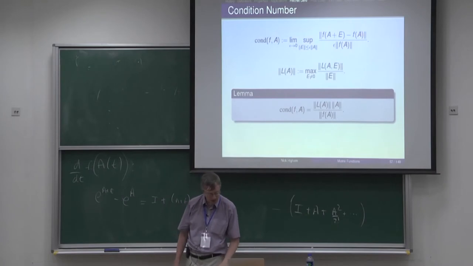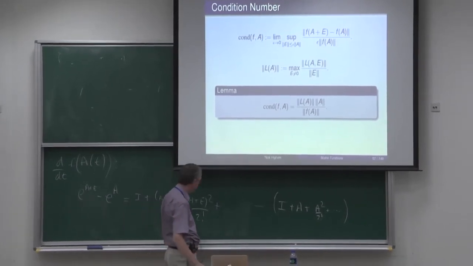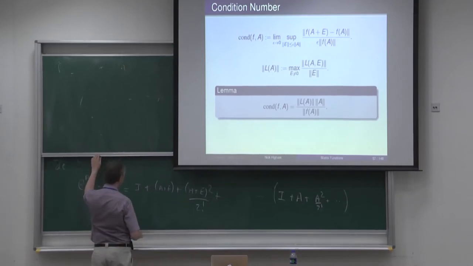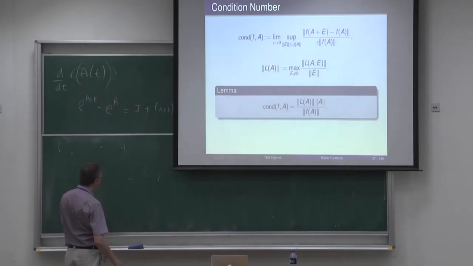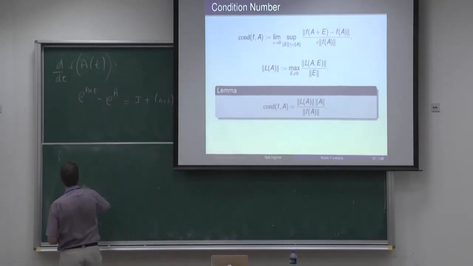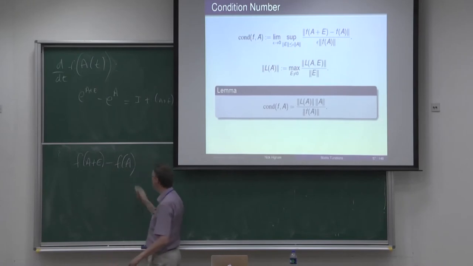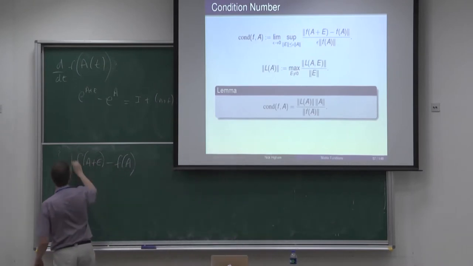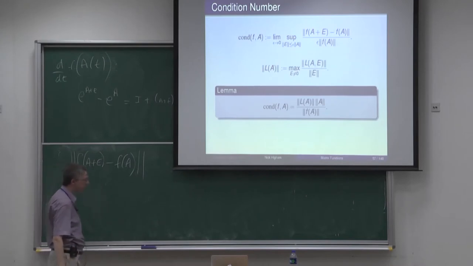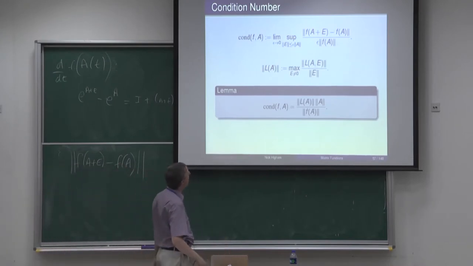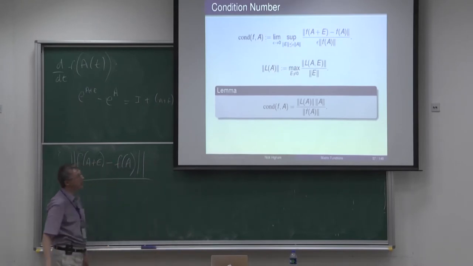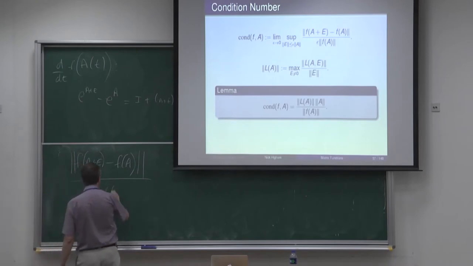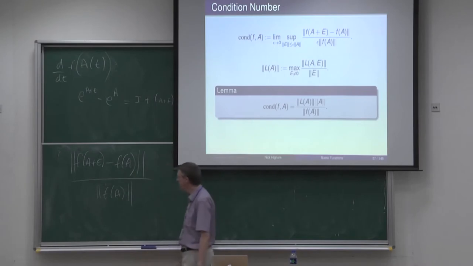So one of the main reasons we're interested in the Fréchet derivative is because it tells us about the sensitivity of the matrix to perturbations. The sensitivity of F to perturbations in A. So I want to perturb A and compare F of the perturbed A with F of A. I'd usually want to take a norm, and this will only make sense if I normalize things in some appropriate way. So I'm usually interested in relative errors, so I would divide by the norm of F of A.